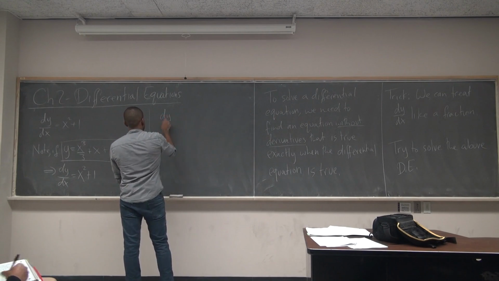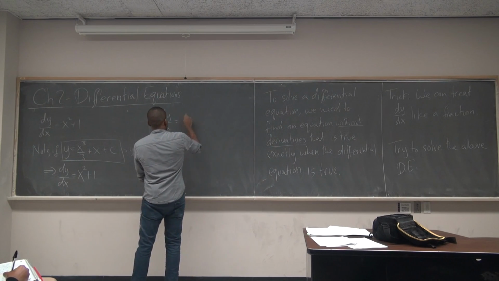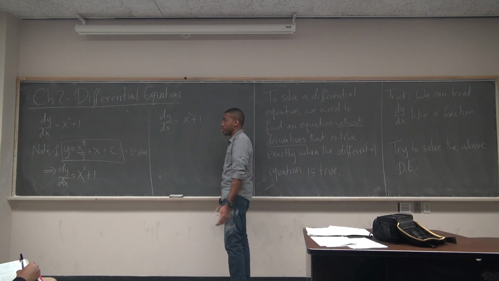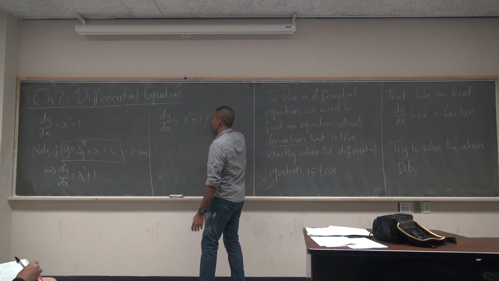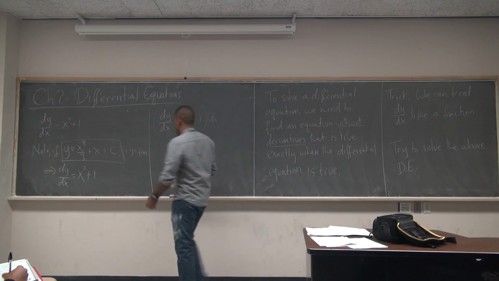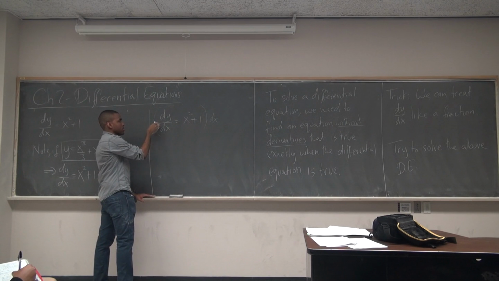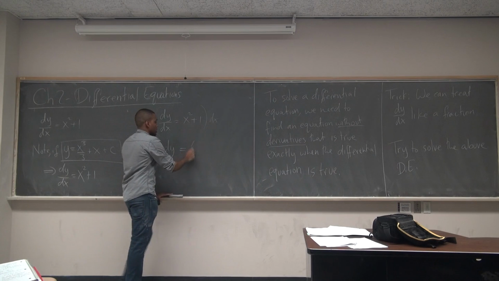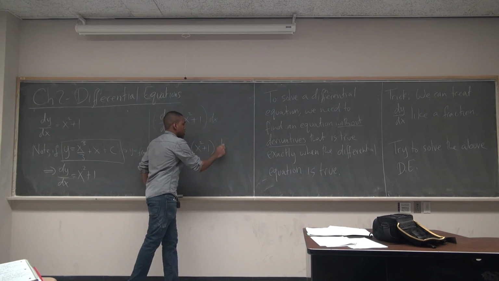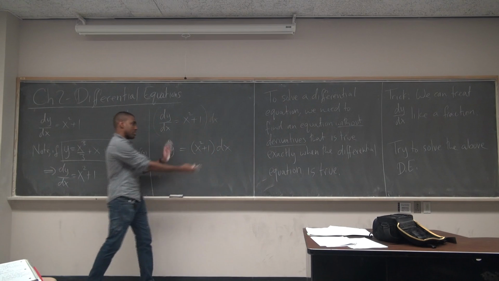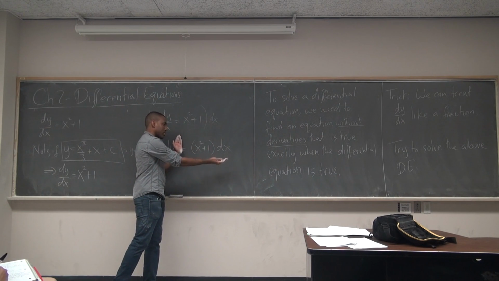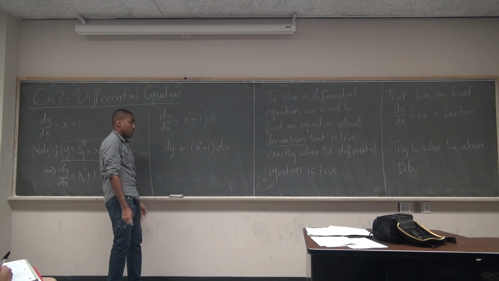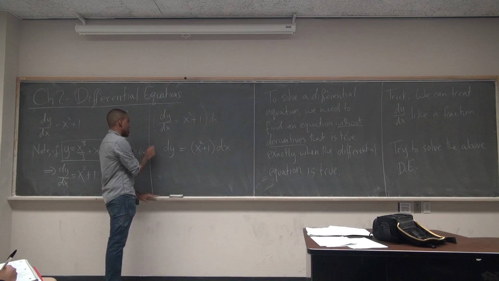So the trick is the following. Remember I said this guy we can sort of treat like a fraction? So I could do something like multiply both sides by dx. The dx is cancelled. I'm just left with dy equals x squared plus 1 dx. Now something like this should start to look familiar to you, but there's something missing: the integral. If there was an integral sign here, I know how to deal with that. It's an equation, so let's integrate both sides.